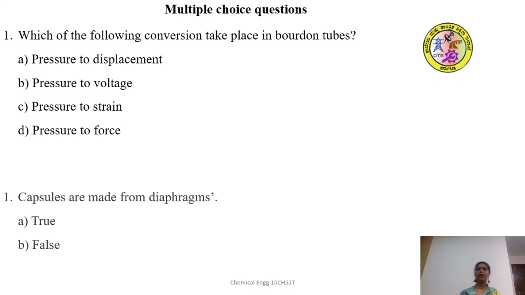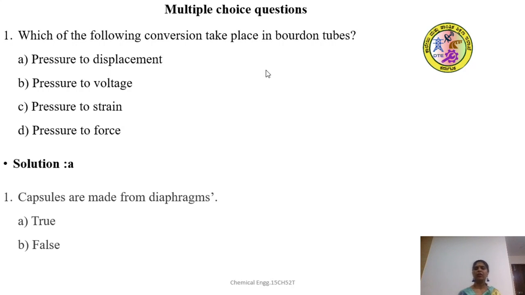Having learned about the two types of pressure gauges, the diaphragm pressure gauge and the bellows pressure gauge, we will test ourselves on how much we have understood by multiple choice questions. First question: which of the following conversions takes place in a Bourdon tube? Pressure to displacement, pressure to voltage, pressure to strain, or pressure to force?